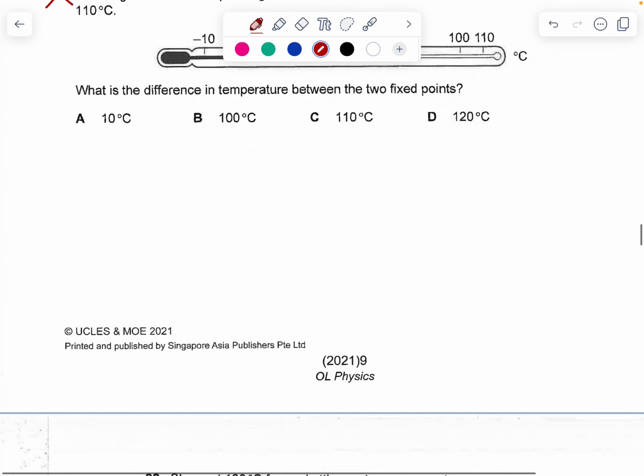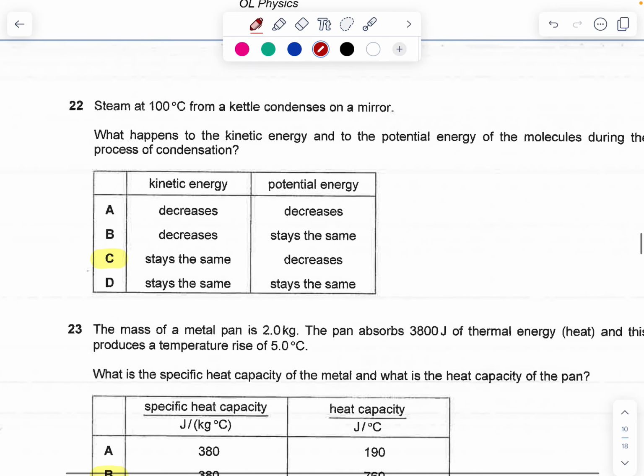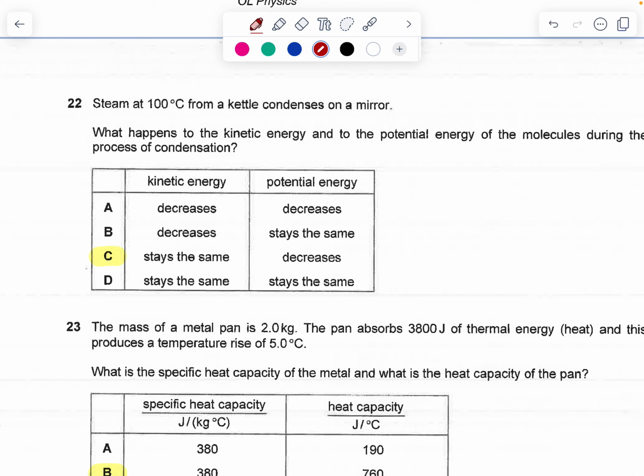Question 21, not tested. Next. Question 22. Steam at 100 degrees from a kettle condenses on the mirror. What happens to the kinetic energy and the potential energy of the molecules during the process of condensation?